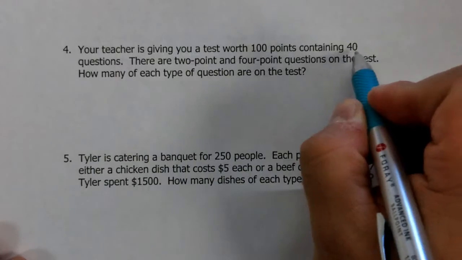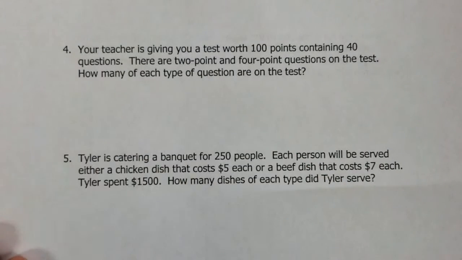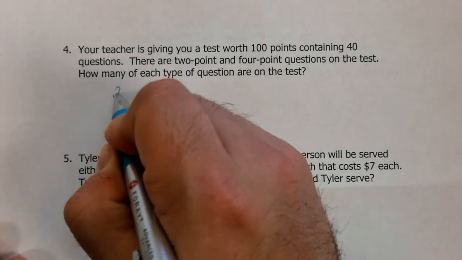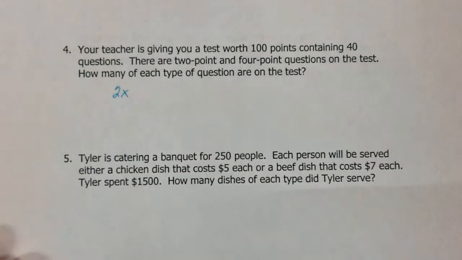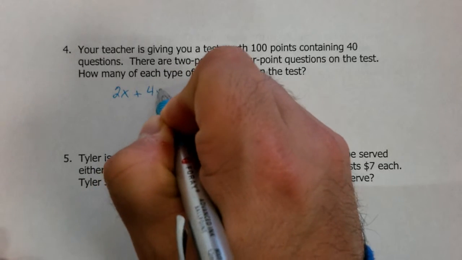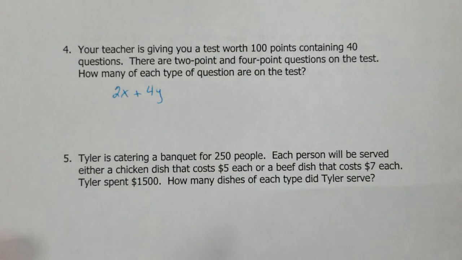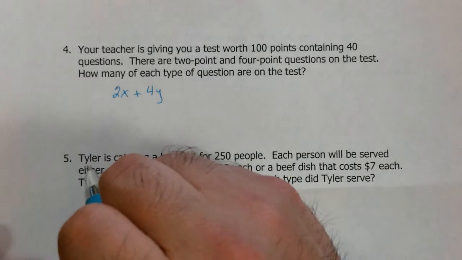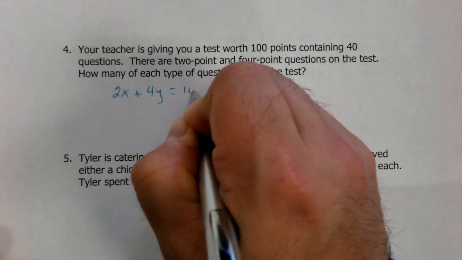Let's do the 40 questions first. There are 40 questions, okay, and there are 2-point questions. So the x questions, we'll say, are worth 2 points. And if we combine those with the 4-point questions, which will be the y ones, that'll equal a total of 100 points.